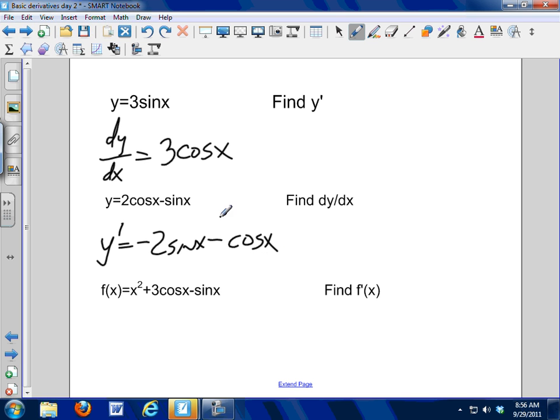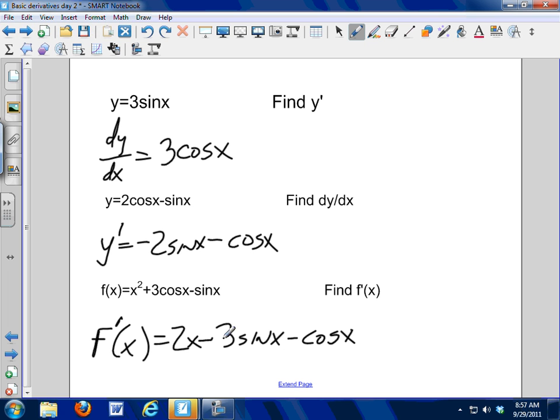Done. Oops, I did these backwards. It's y primed. Read my own stuff. And then find f primed of x. So f primed of x, derivative of x squared is 2x. Notice we didn't have to do any rewrites or anything on these, so it's nice and lovely. The derivative of cosine of x is negative sine x, so let's just make it negative 3 sine x, and then the derivative of sine is cosine, and so it's going to be minus cosine of x.